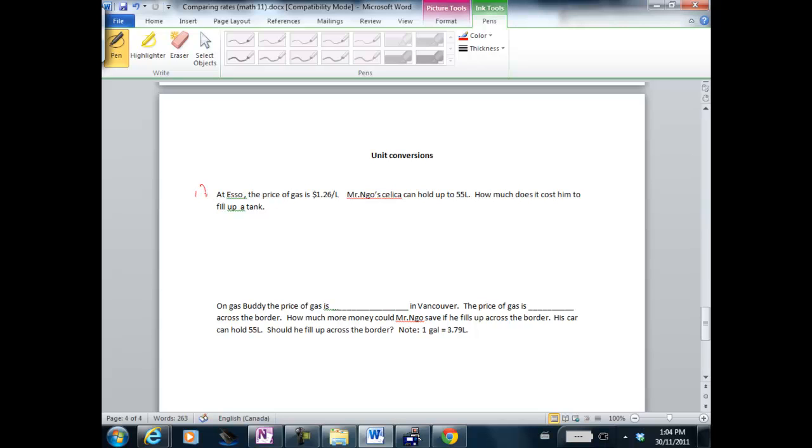Number 1. At Esso, the last time I filled up my gas was $1.26 per liter. I have one of those cards. I have 1,680 points right now, and that's enough for $10 of free gas. That's what it is. It took me a year. I spent $1,600 to get $10 back.